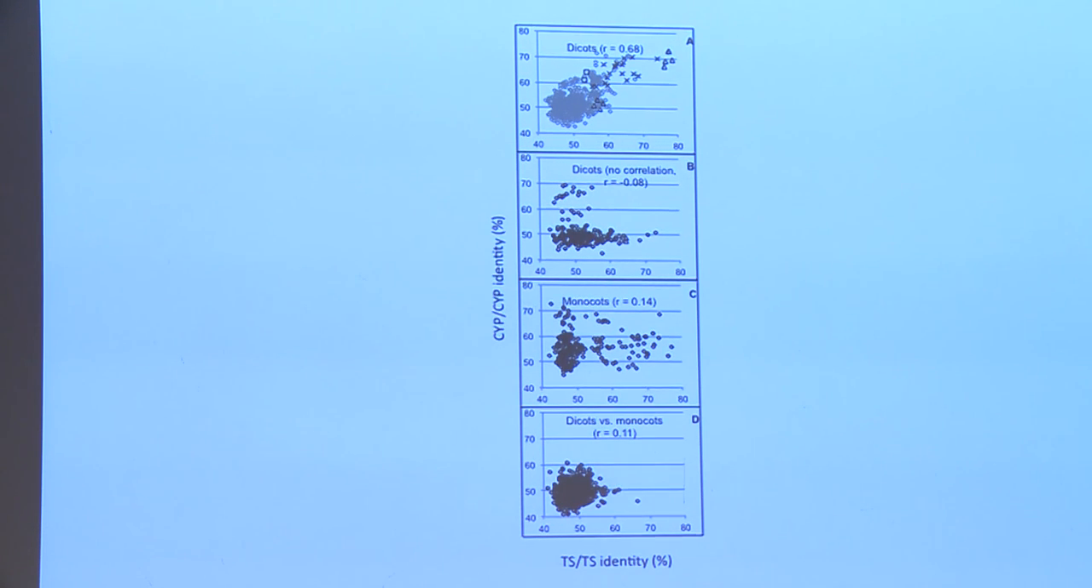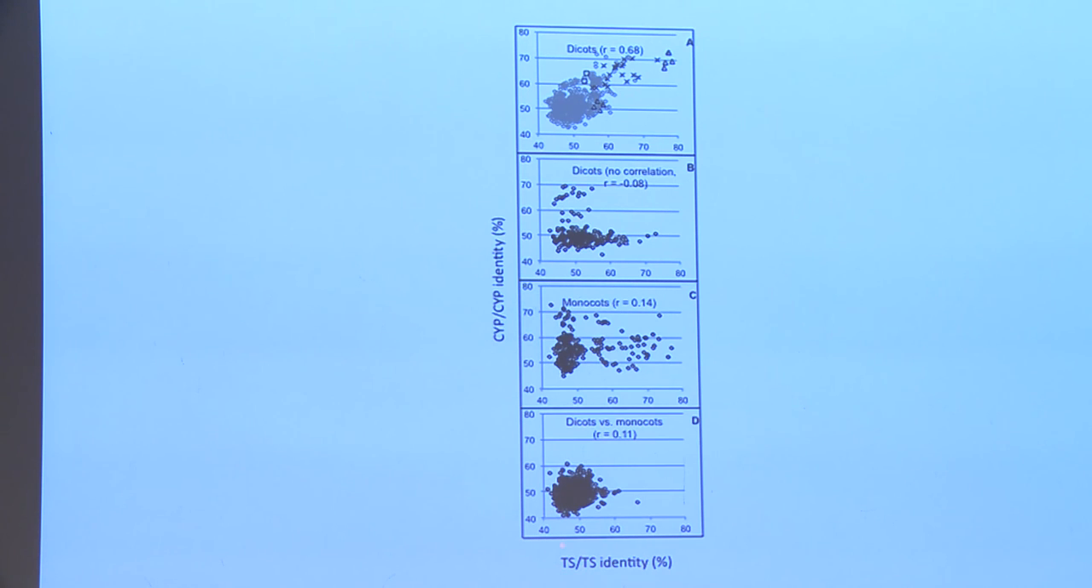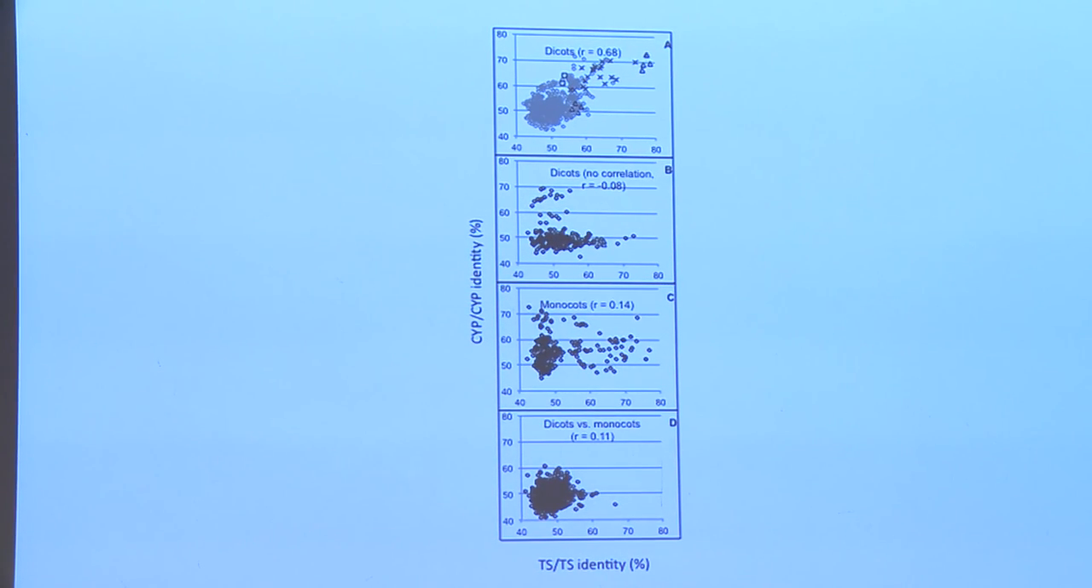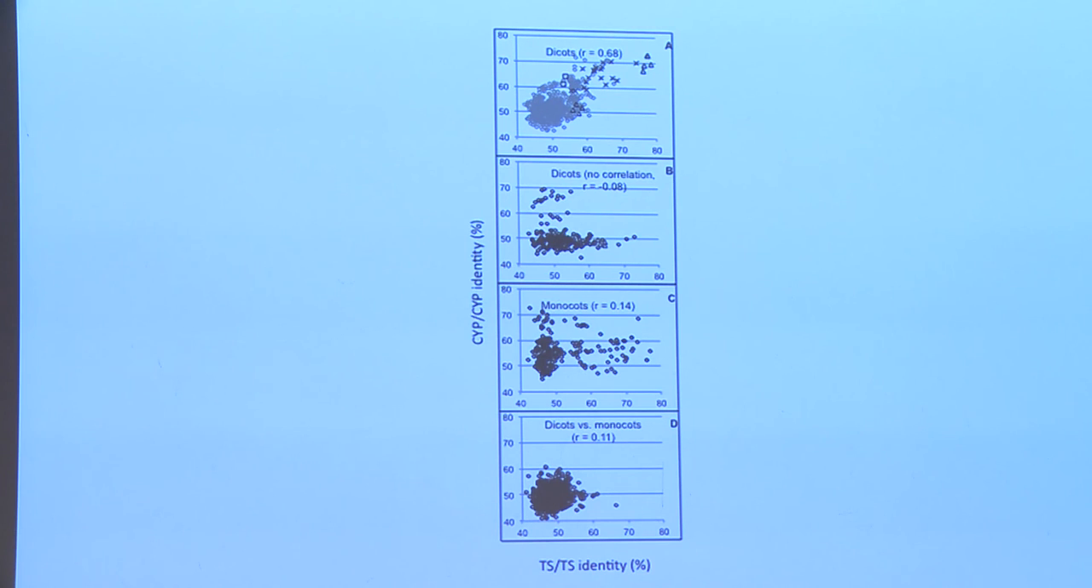And what he found was something very interesting, which was that in the dicots, the terpene synthase, when you found the one that was most closely related to it, its P450 partner was also most closely related to the P450 partner of that terpene synthase. In other words, that's suggesting an iterative duplication of pairs of terpene synthases and P450 genes. That was not the case in the monocots. Something strange is happening there.